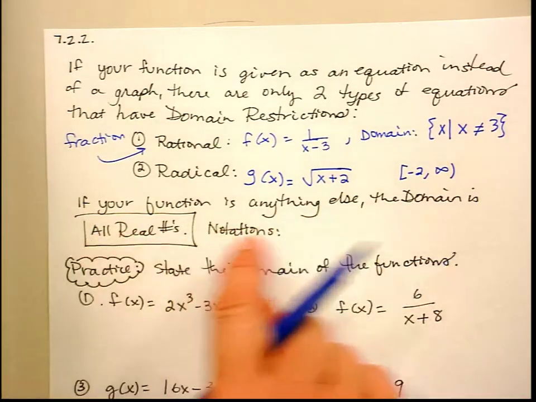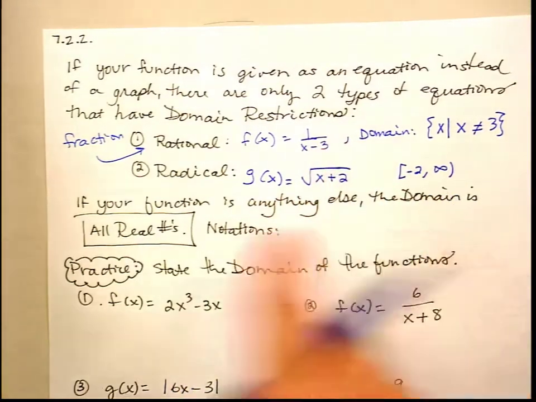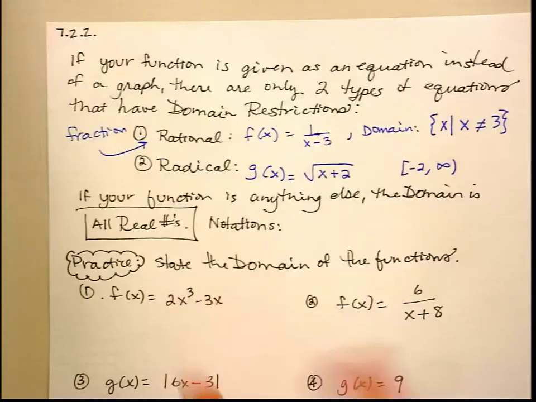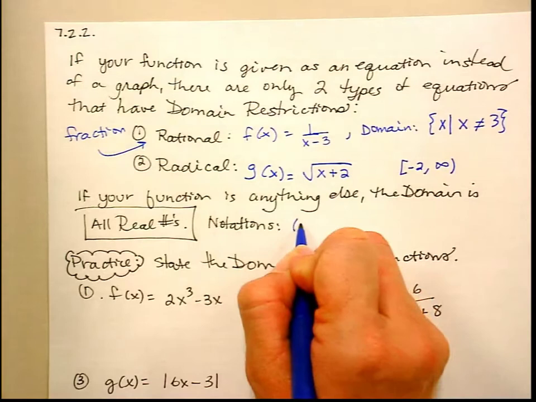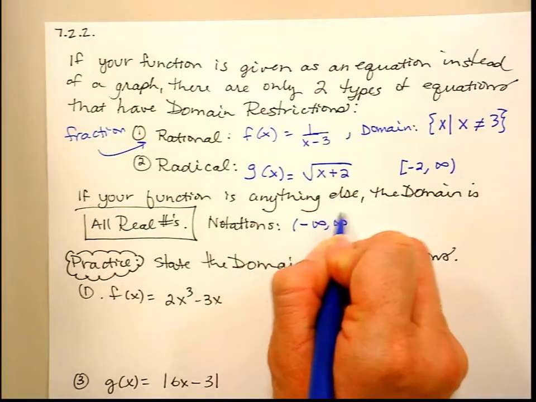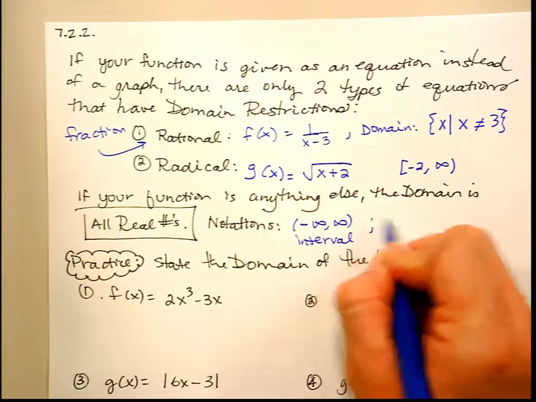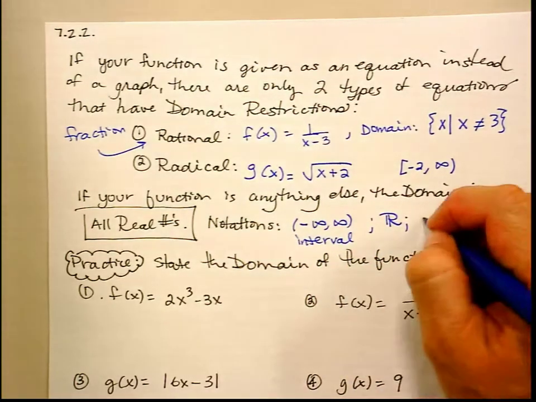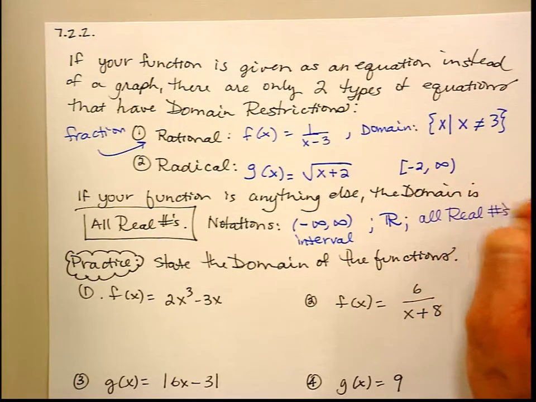Okay. So if your function is anything else, right? If your function does not have a square root or a fraction, the domain is all real numbers. Okay. So what are those notations? Yep. So an interval, it looks like this. Or we use the big old capital R with 2 lines, or we write the words all real numbers.